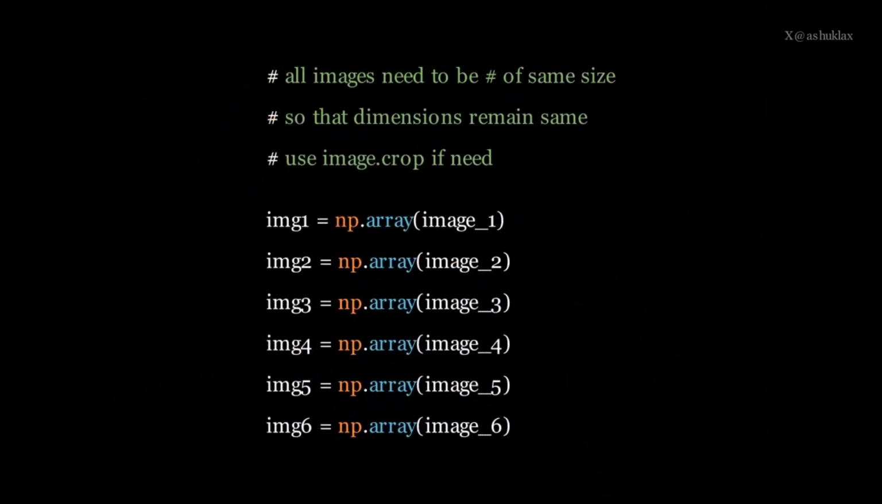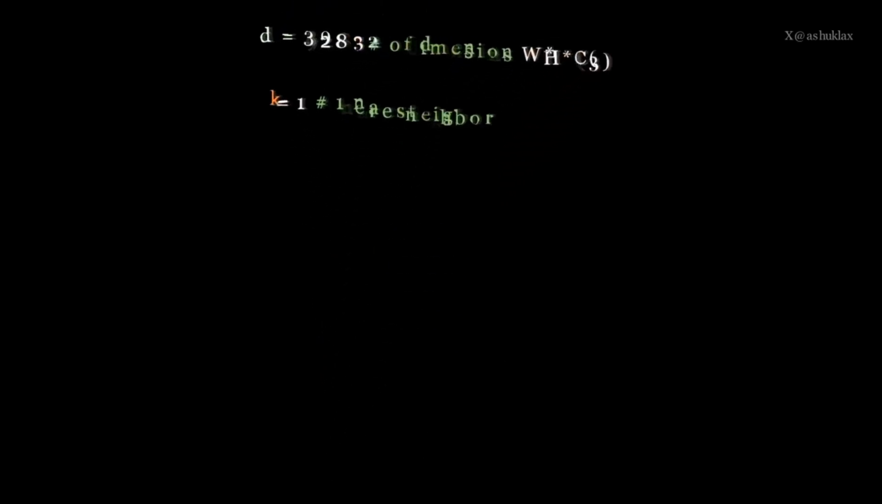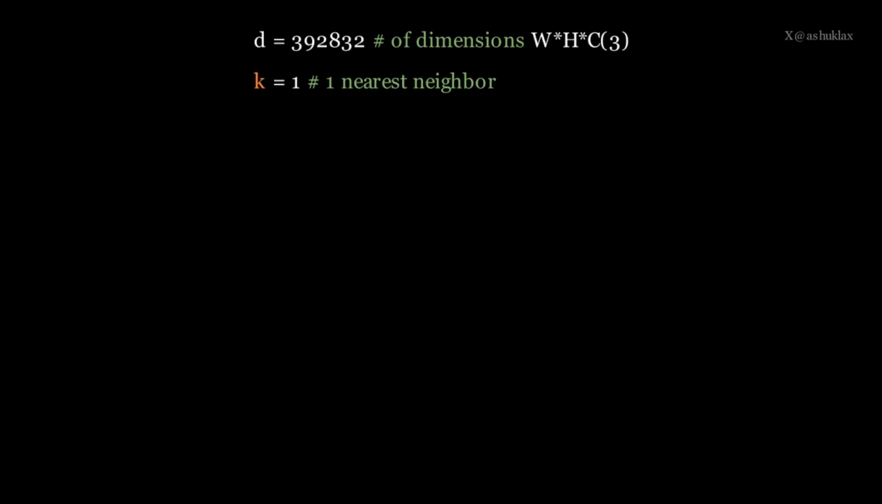Now, let's load these images into NumPy arrays. As you can see in this code, there are 6 different images loaded into 6 NumPy arrays. Now, flatten these images into flattened arrays and stack them together so that we can load these into the index. Let's define dimensions equals 392832, which is calculated as the image width times height times 3 for the 3 color channels, red, green, and blue. This value represents the total number of values in a vector array for an image.